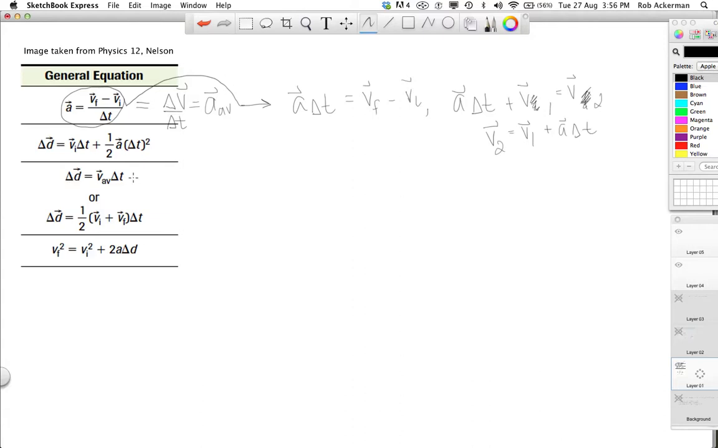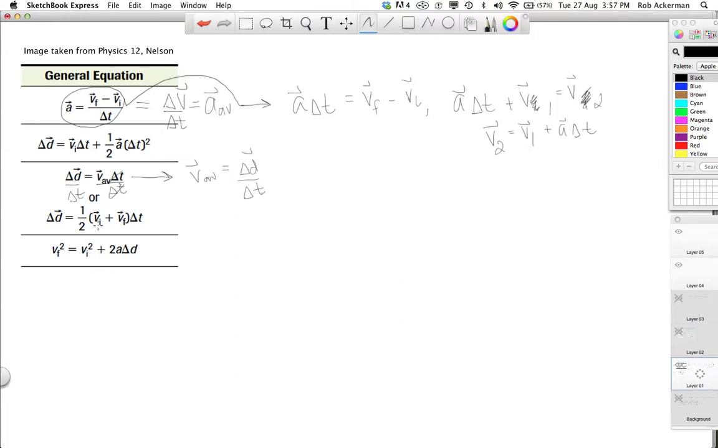Delta d equals v av delta t. Is this anything new? No. Once again, just rearrange, divide both sides by delta t, and what do you get there? Those will cancel, and you'll be left with v av equals delta d over delta t. We'll say, oh yeah, that's the definition of average velocity. That's actually nothing new. It's one of the first things you learn when you talk about motion and calculations.